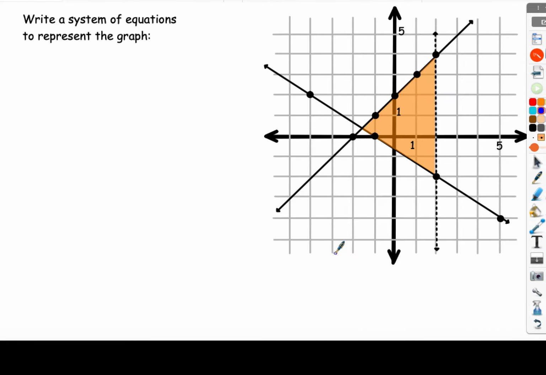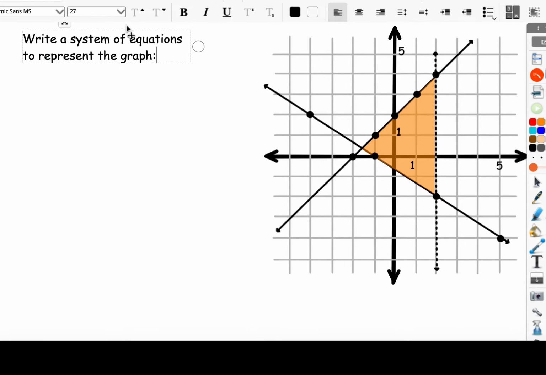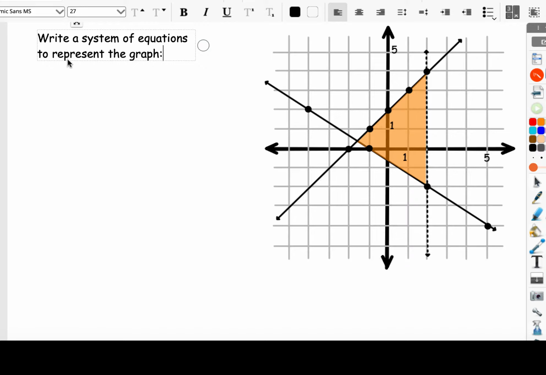All right, this video is the second of two videos. It basically talks about how to write a system of equations or inequalities to represent the graph. So notice up here, I should actually change this real quick in my typing. Write a system of equations to represent the graph. Well, we actually want a system of inequalities.